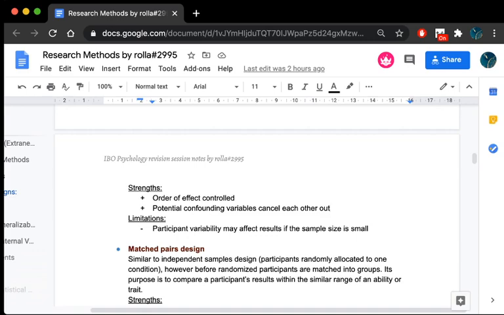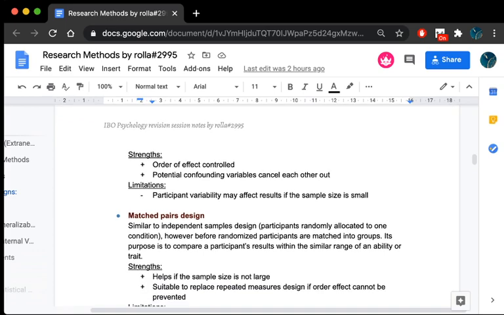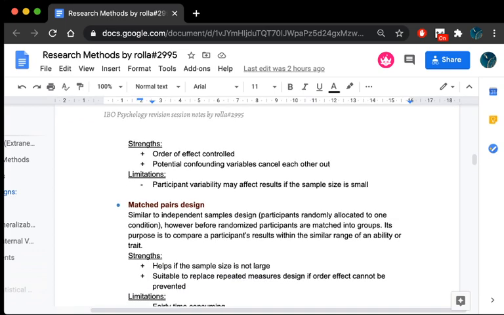Okay, but for the limitations, since you have participants placed in every group, there might be a chance of participant variability, and this would affect the results if the sample size is small. This is probably what happens when the extremes don't cancel out, and the different participant behavior ends up affecting the actual final results.